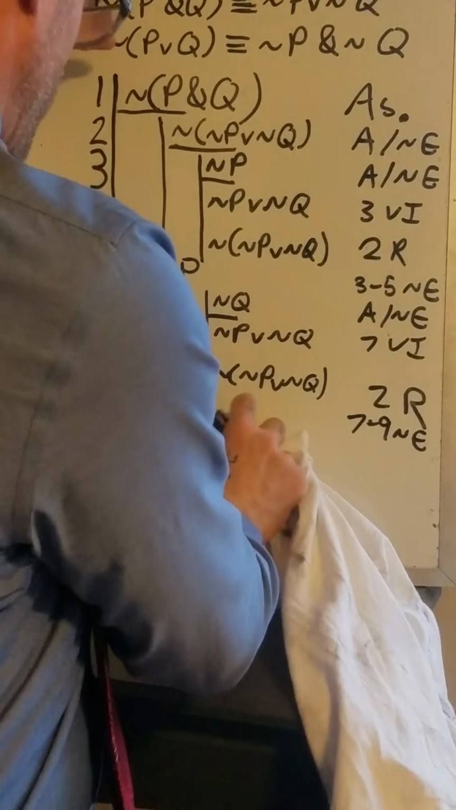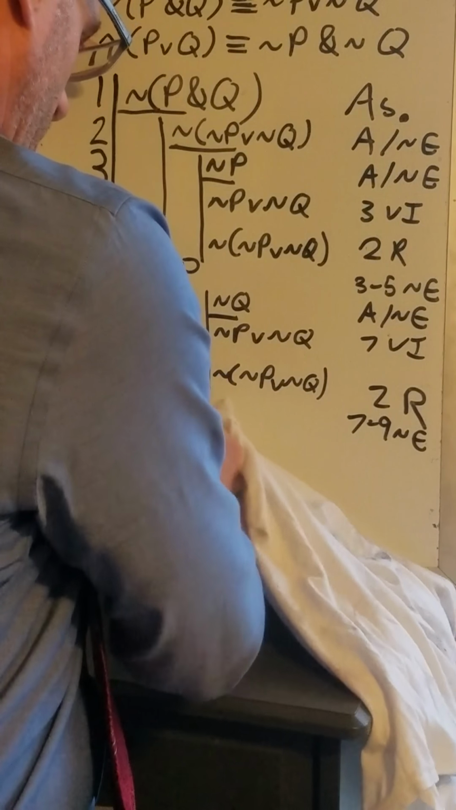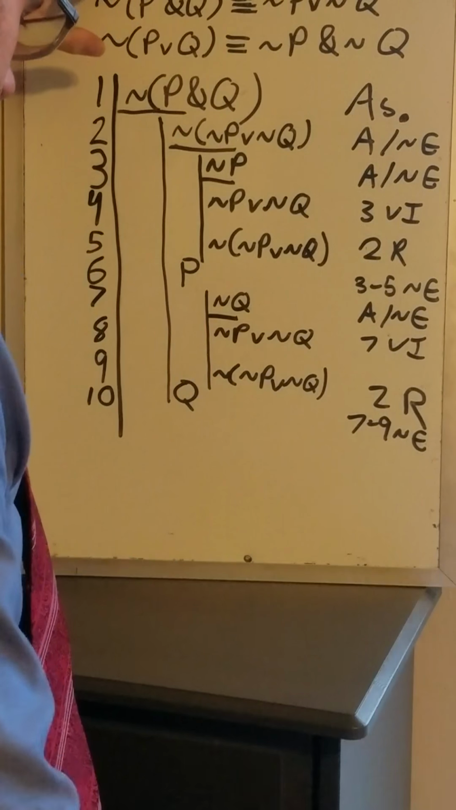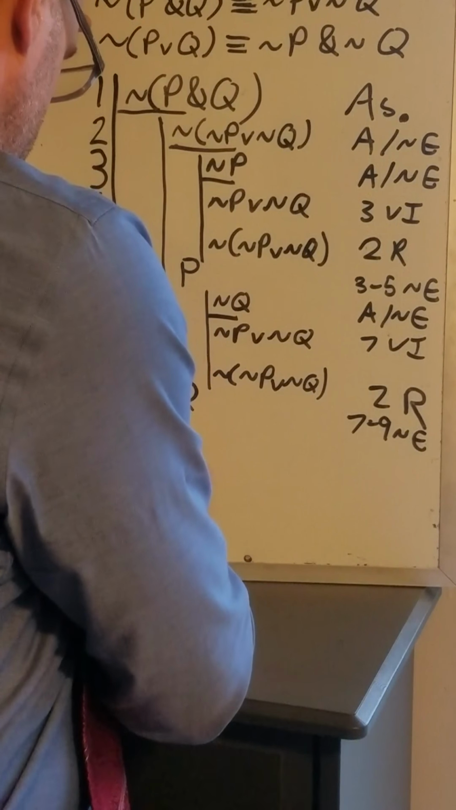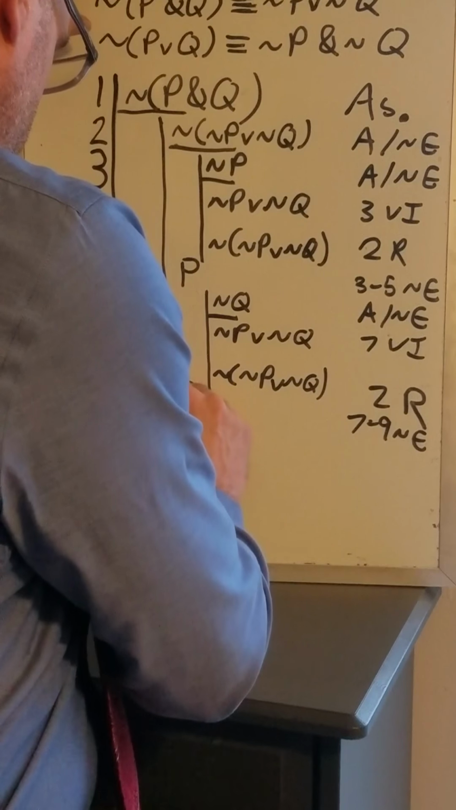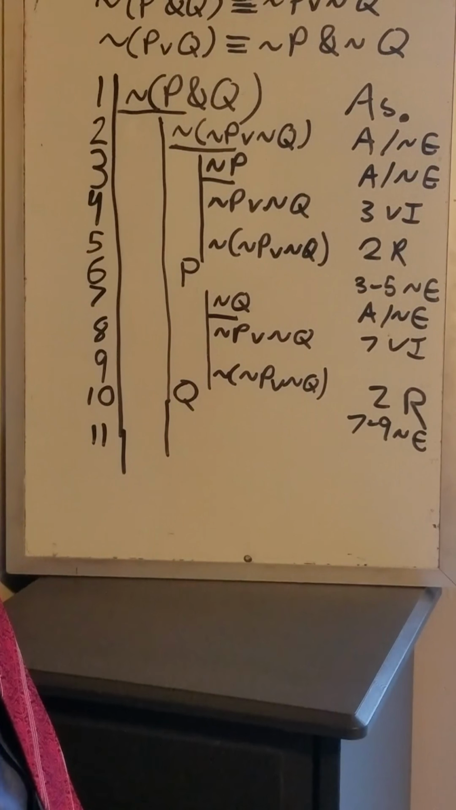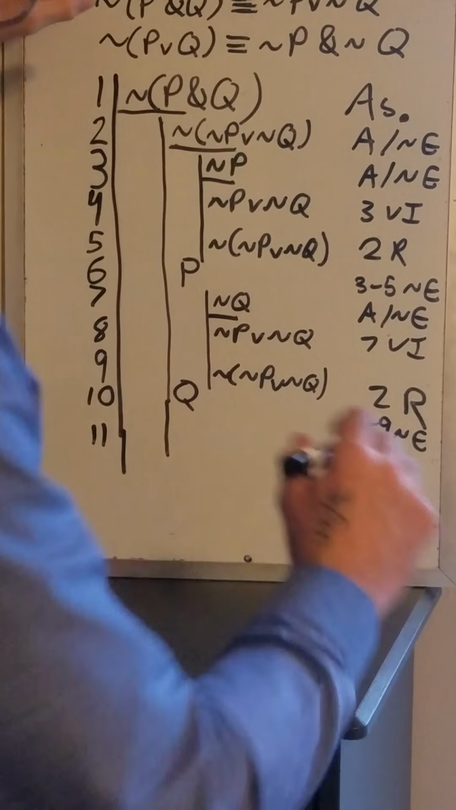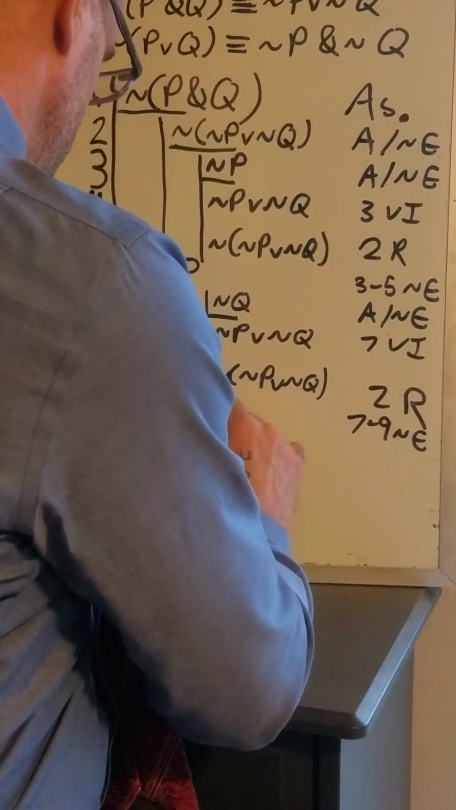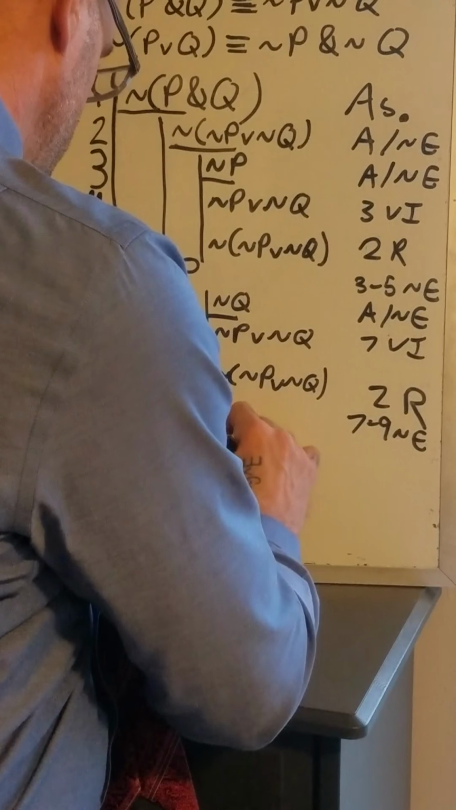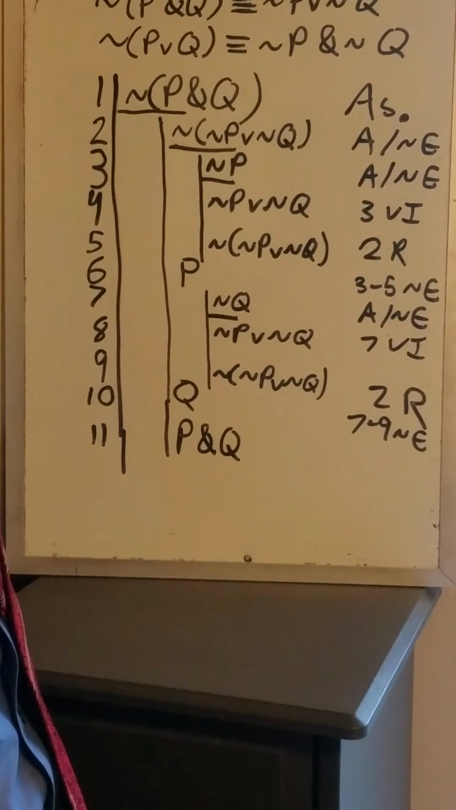So now we have to kind of adjust here. We weren't writing small enough. But we can put P and Q together with conjunction introduction. It's lines 6 and 10.